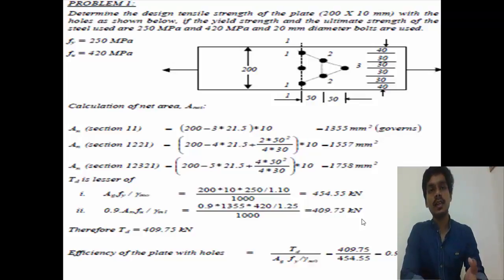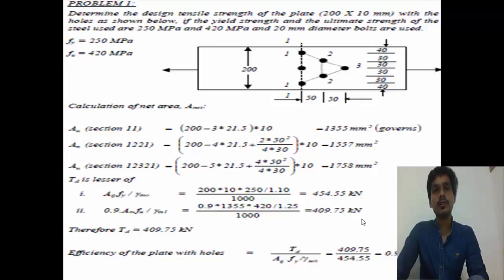Statement 1 is the formula Ag into Fy divided by the partial safety factor. I need to substitute the values found above, and again for statement 2, 0.9 An Fu divided by gamma m1, I need to substitute the values. The factors of safety are different: gamma m0 is 1.1 and gamma m1 is 1.25 as per IS 800.